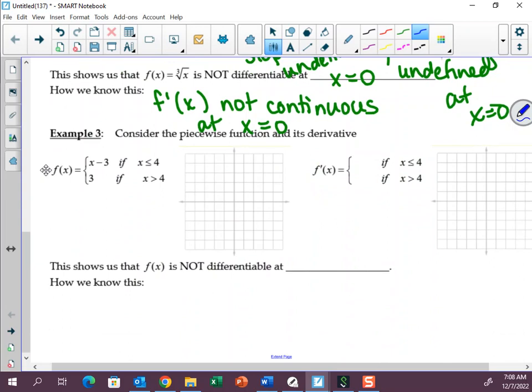The third thing that can happen, so two visual presentations, a corner or cusp scenario, an essentially vertical section, and then here's the third part. Now this one's a little harder just to identify from the equation. I'm going to graph this real quick for you. So when x is less than or equal to 4, it's this line. And then when x is greater than 4, it's this line.